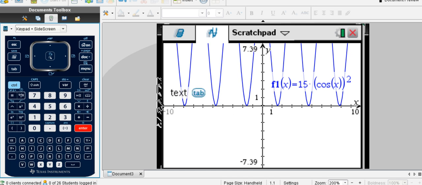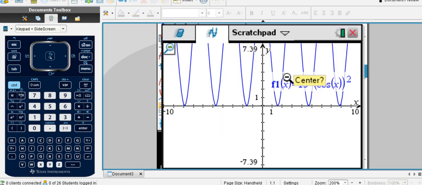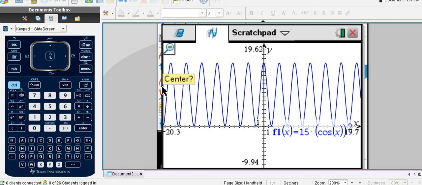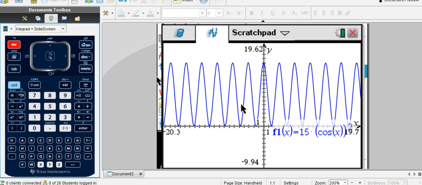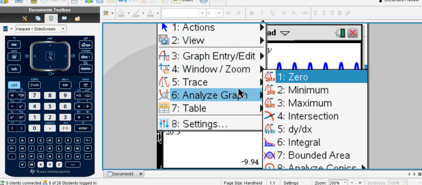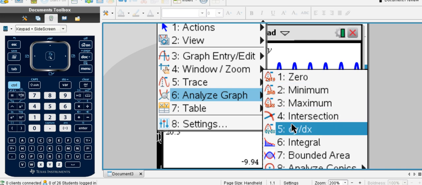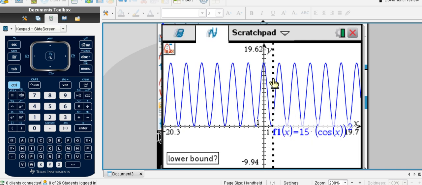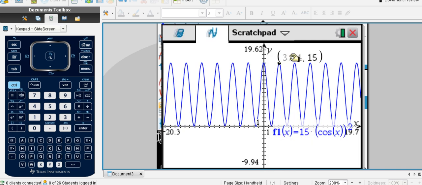Now here's our picture, and I'm going to zoom out real quick so we can see how high, how low for our range. The domain is simple. It's talking about how far left, how far right. As you can see, it travels forever both ways. But as far as the lowest and highest point, the lowest it looks like is 0. The highest, let's analyze our graph and see where is the maximum. The maximum is, this is a y value of 15.